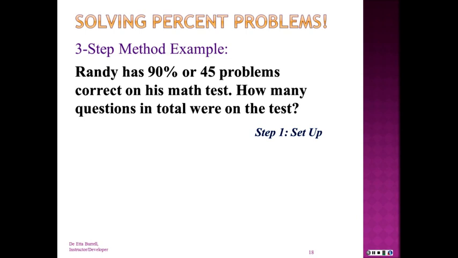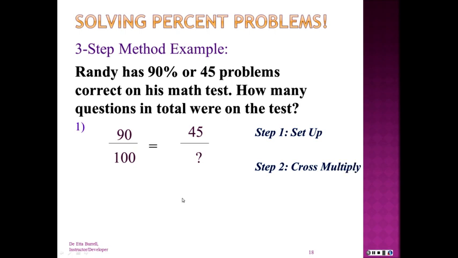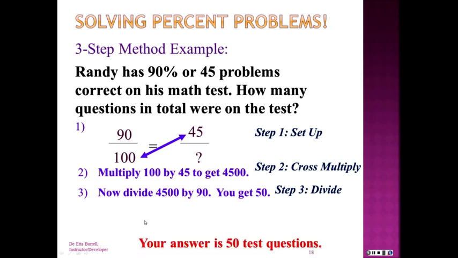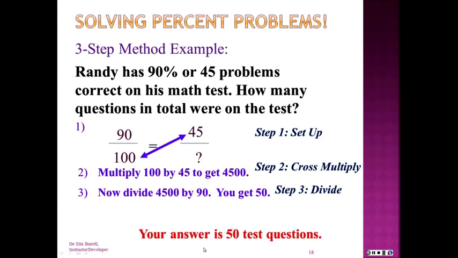How'd you get 50? What's the setup? 90 over 100 equals 45 over, I don't know. And then what do we do? Cross multiply. 100 times 45 is 4,500. Then take that 4,500 divided by 90. I get 50. There are 50 test questions. Any questions?